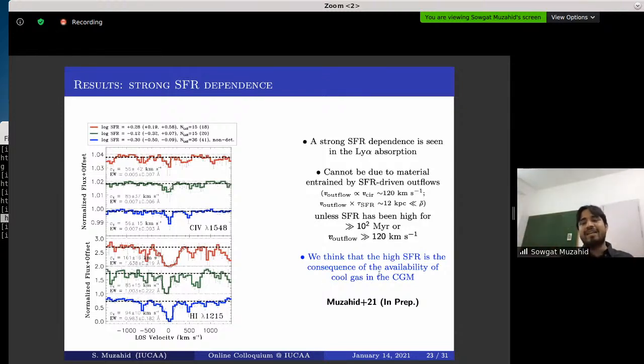Instead, we think that the high SFR is the consequence of the availability of cool gas in the circumgalactic medium. Since the CGM actually controls the gas flow, the halos that are surrounded by more gas, like neutral gas, are in a more favorable condition to have higher star formation.